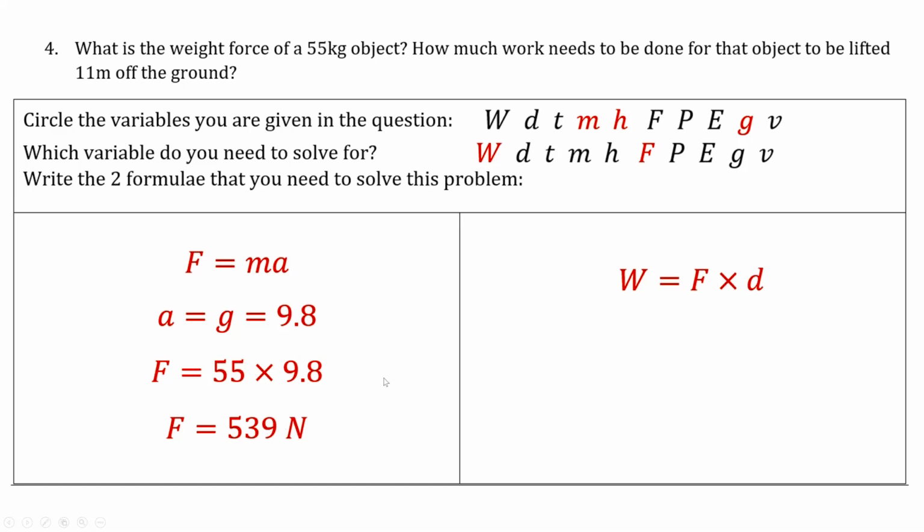So we've got a force here. We have a distance which is 11 meters. So the work done is 5,929 and work is in joules.